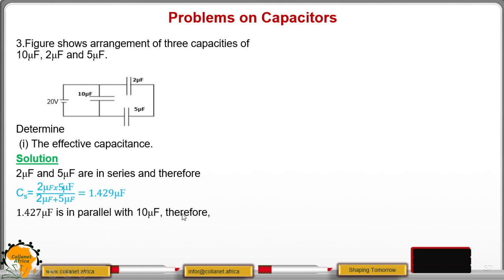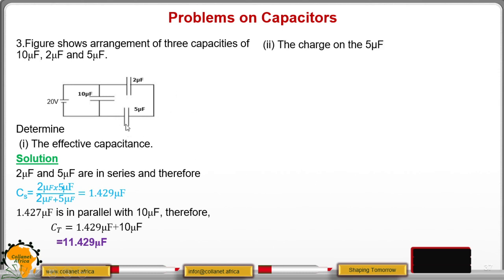But now this one is in parallel with this one, as you can see. So because it is in parallel, you just add 10. 1.429, which is this one, plus 10, you get 11.429 microfarads. That will be the effective capacitance of this network.